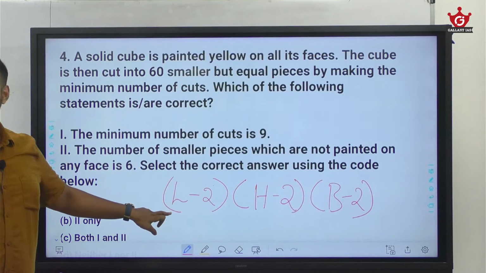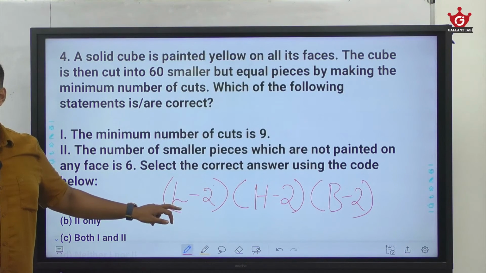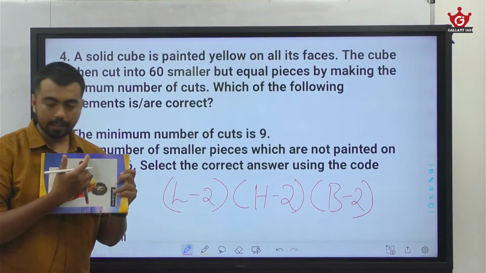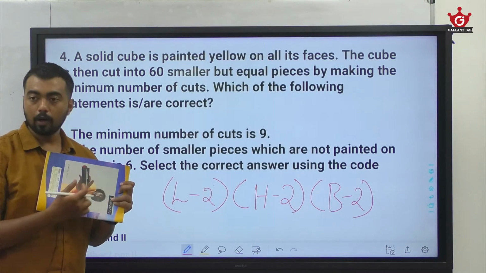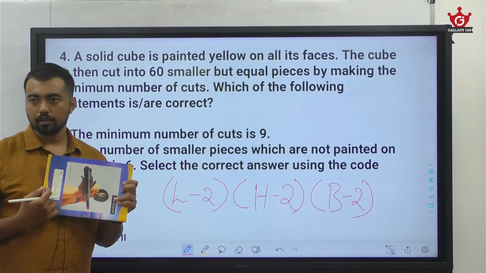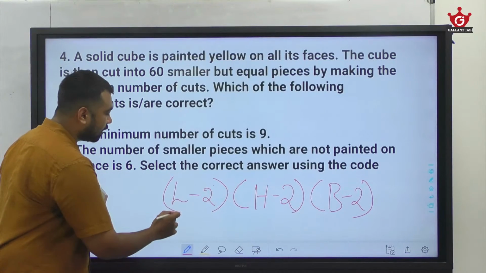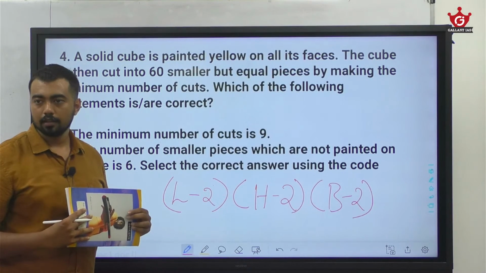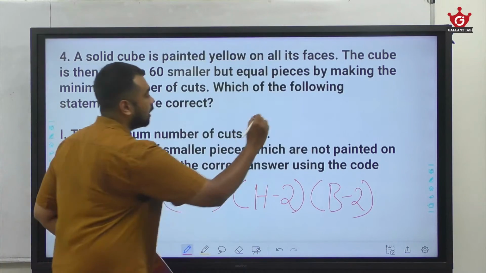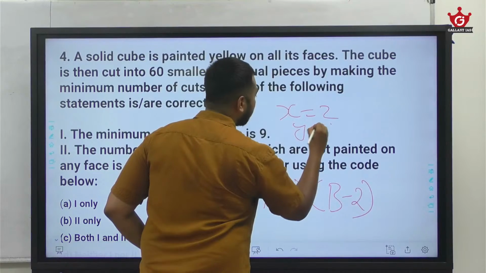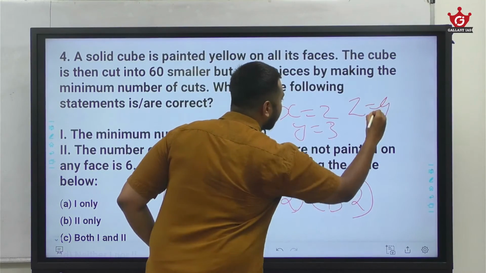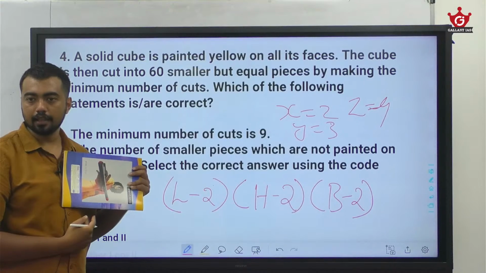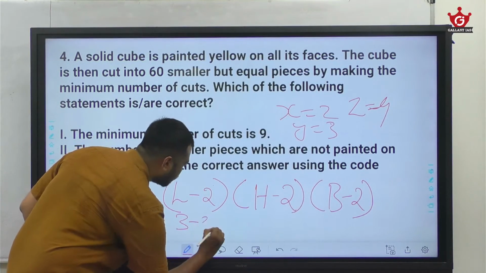Here L represents the number of pieces along this face. If I am making 2 cuts along this face, how many pieces are there? 3 pieces, right? So imagine I am making X cuts along this plane. What is X corresponding to? X is corresponding to 2, Y is corresponding to 3, and Z is corresponding to 4. Imagine I am making X cuts, that means 2 cuts here. How many pieces are there? 3. So this is 3 minus 2.